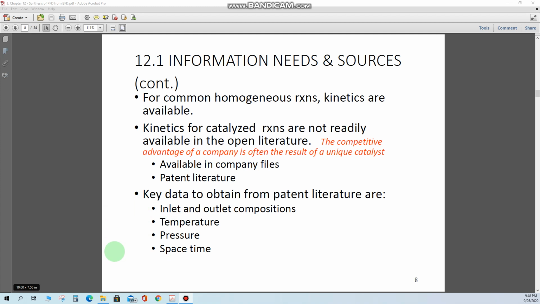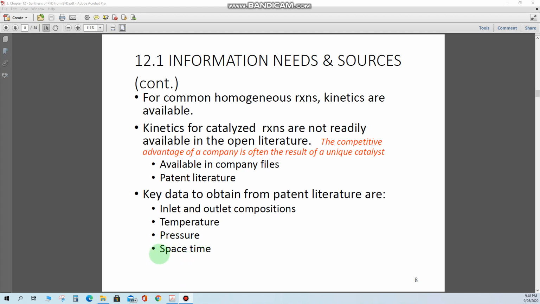So from this information, you can get the conversion efficiency of any of the reactants into the products. If you have that particular value for the inlet and outlet composition for a specific catalyst, you can directly use that value in the calculations. Then you can have the temperature and pressure information. Also, you can have the information on the space time.